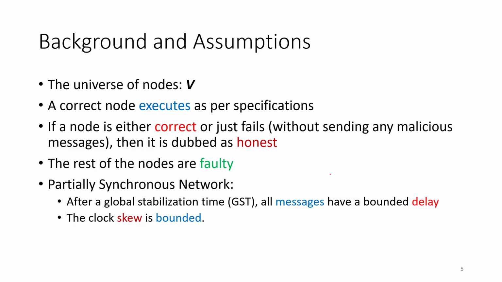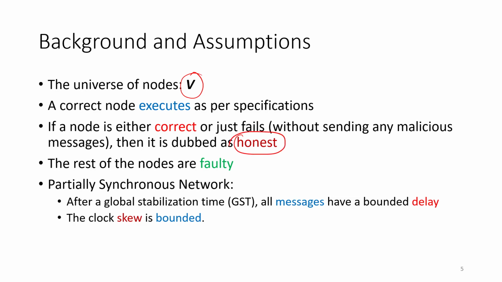So let's first discuss some background and assumptions. Let's say the universe of nodes is V. This is a set of all the nodes. A node is correct if it executes as per specifications, right? So it is the dictionary meaning of correct, which means as per laid out specifications, the node executes. If a node is either correct or it just fails, without sending any malicious messages, that's okay. That is fail stop. It is not a Byzantine failure. It's a fail stop failure.